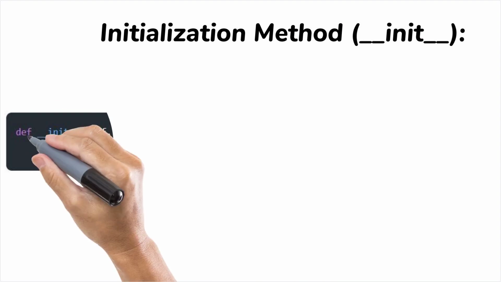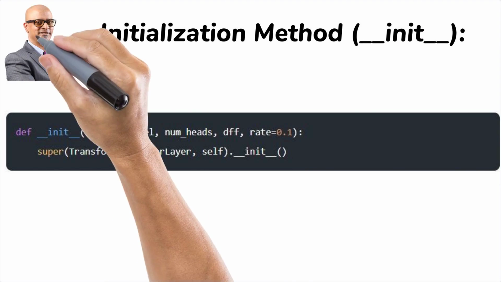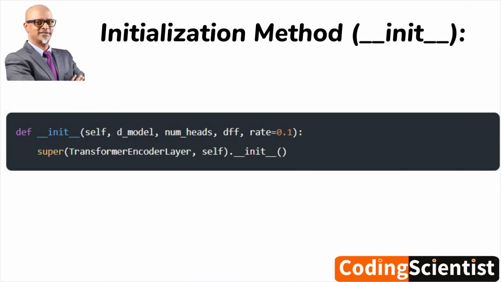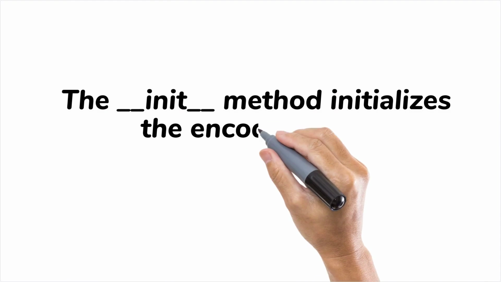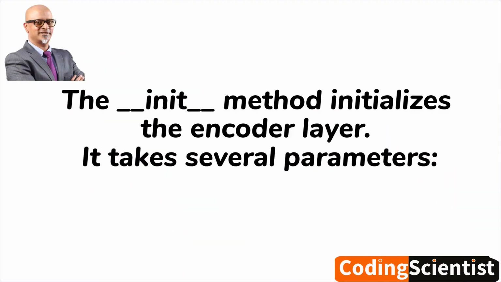Initialization method, __init__. def __init__(self, d_model, num_heads, dff, rate=0.1): super(TransformerEncoderLayer, self).__init__(). The __init__ method initializes the encoder layer. It takes several parameters.